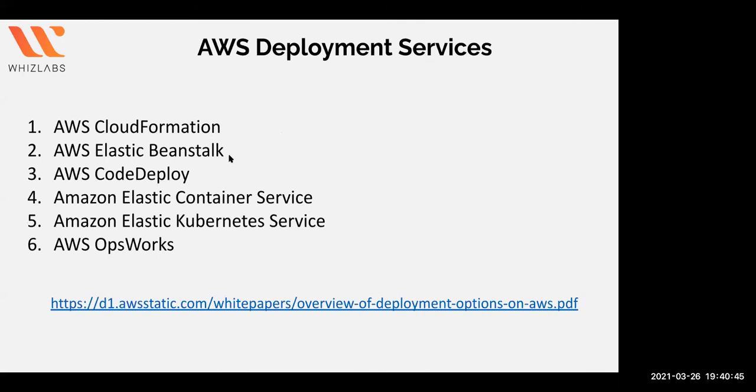Then comes Beanstalk. Beanstalk gives you a platform as a service model, and everything is ready-made. You just have to put your code and get up and running. Now, using CodeDeploy, you can deploy your resources on Beanstalk or EC2 or your containers. Now, these two are container related services. You should know them for this exam, but not in detail.